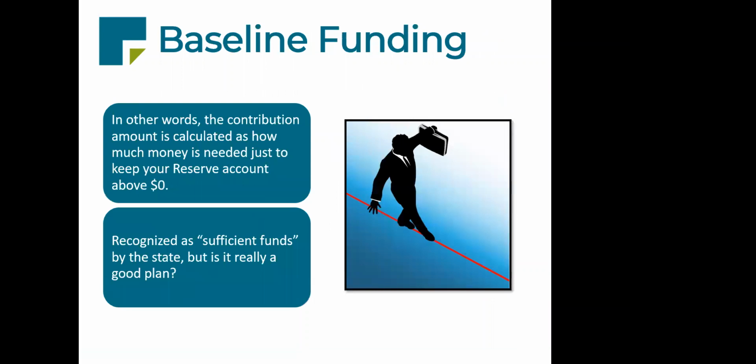I'm not going to minimize this or sugarcoat this. Baseline funding is the riskiest option on the table. Now, it is perfectly legal to do, but for most communities out there, this is not a good idea. Basically, when you're baseline funding, the objective is to figure out the bare minimum amount of money that I need to put into reserves each year to keep that pooled account balance above zero throughout the entire timeline, 20 years, 30 years, whatever the forecast is going to be.